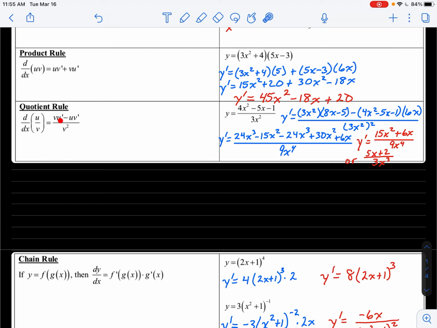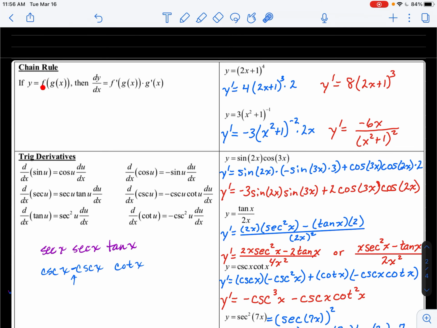Quotient rule is the bottom times the derivative of the top minus the top times the derivative of the bottom over the bottom squared. And so we can see the bottom term is 3x squared, so there's your bottom. Derivative of the top, if we just do your power rule, that'll give you 8x minus 5, minus the top, the whole entire top, times the derivative of the bottom, which would be power rule 6x, divided by the bottom squared. You are perfectly fine to leave it like this. You do not have to simplify, but if you wanted to, there are some options.